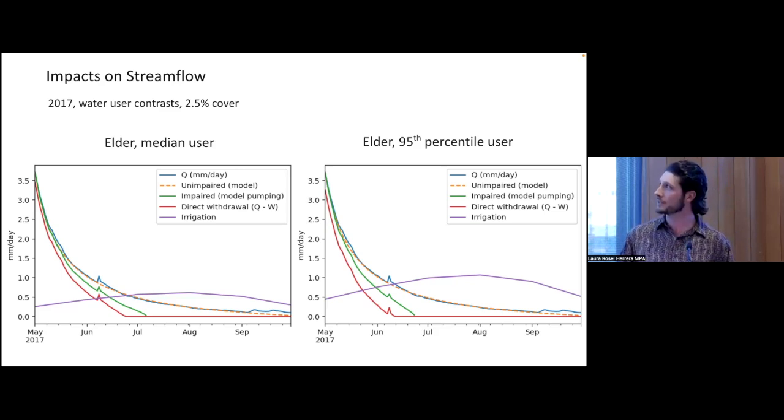And you can see that this is, to me, a little bit of a symbol for hope: if we can use irrigation practices that are a little bit more efficient, we can greatly reduce the environmental impacts. The lines are closer to the modeled use in this lower impact situation.